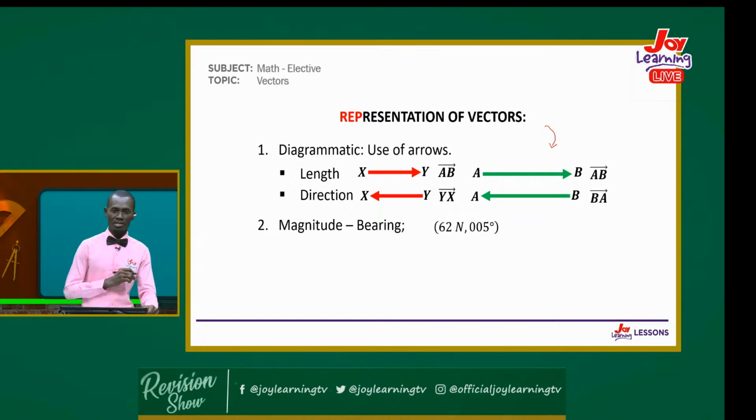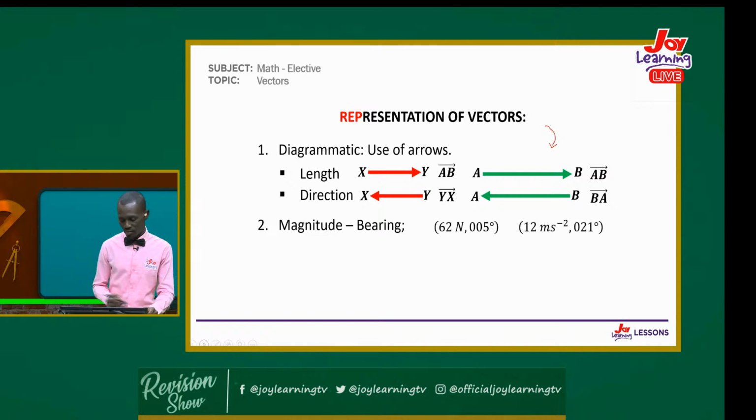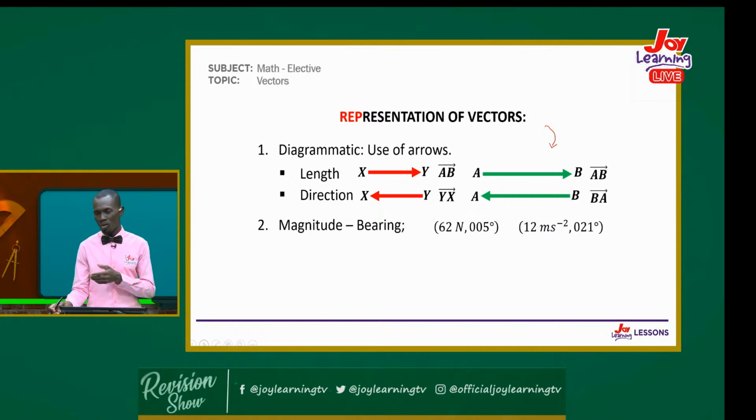In fact, in some cases, they would even write 005 degrees capital T to show that it was true bearing, as opposed to what we would call compass bearing, where you measure northeast, northwest, southeast, or southwest. Well, so that is the magnitude bearing form. We could also write, for example, 12 meters per second squared, which is acceleration, and 021 degrees. So you notice, although it is 21 degrees, I did not write 21. I wrote 021, because it must always be in 3 digits.